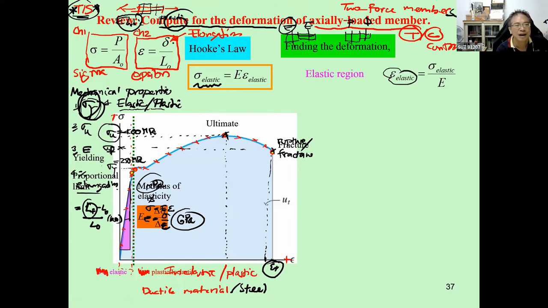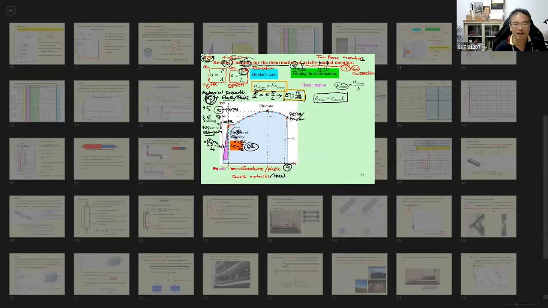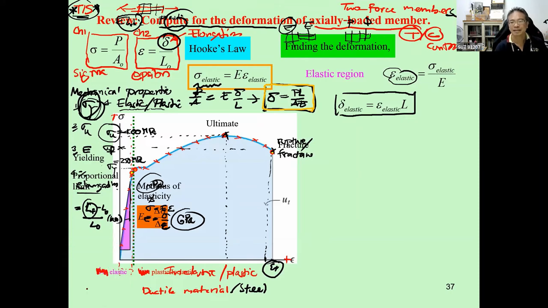And since you know the deformation is going to be the strain times the length, the elastic deformation can be the elastic strain times the length. Or if you prefer, you just put P over A equal to E delta over L. You may get this equation: delta equal to PL over AE. For the elastic region, these two equations are going to provide the same result, okay? And we're going to use this equation a lot in the next chapter, okay? But for this one, it's up to you. You may like to have the black one, or you may like to have the yellow one.